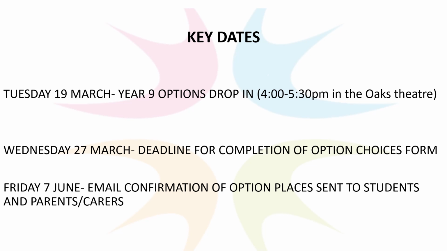Next, you have the deadline date for completing the options form via the QR code on this PowerPoint or in your options booklet. Remember, there are separate QR codes depending on if you are in G band or H band. It is essential that you meet that deadline, as after this date I cannot guarantee your choices as the subjects may get full. Finally, you have the date when the final options places will be emailed to parents, carers and students.